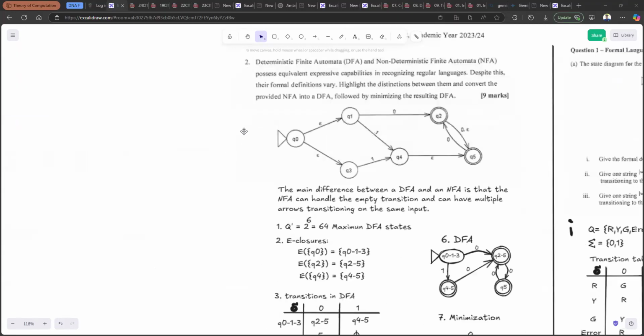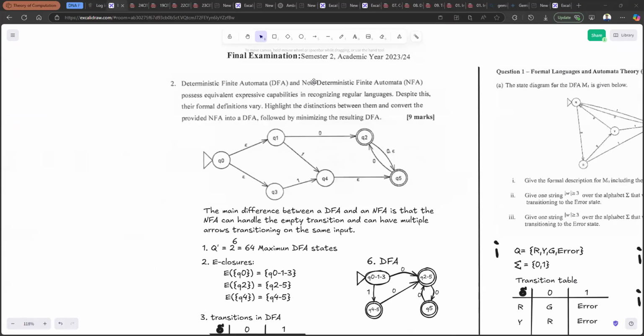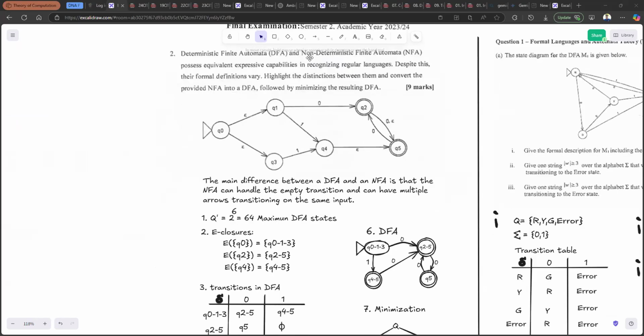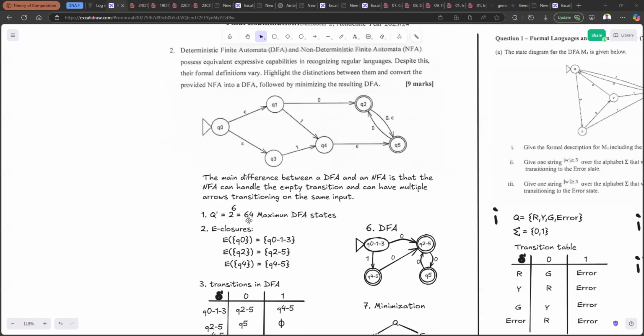So the first question stated that a DFA and NFA possess the equivalent capabilities, which we all know. So this question asks us to convert this NFA to a DFA, but it first asks us to state the difference between them. So the main difference is that the NFA can handle empty transitions and can have multiple arrows transitioning on the same input, whereas a DFA cannot have that. It must be deterministic. We must know exactly where it is going on each input.